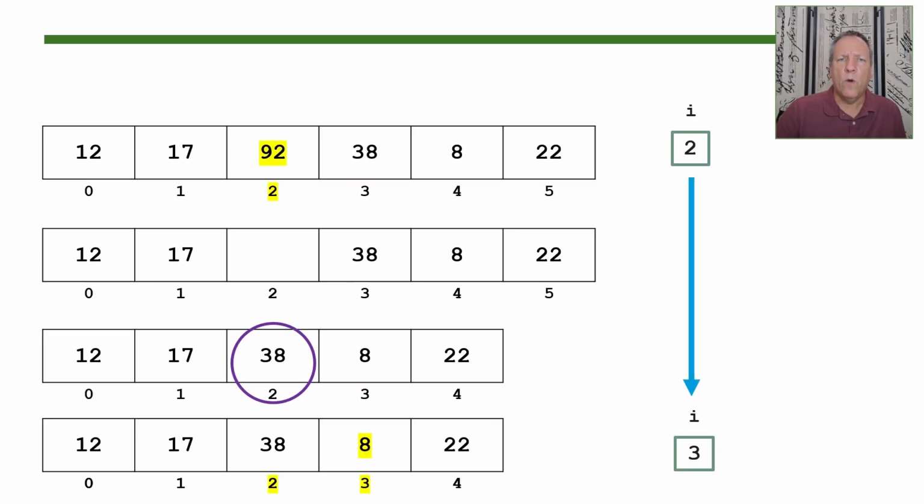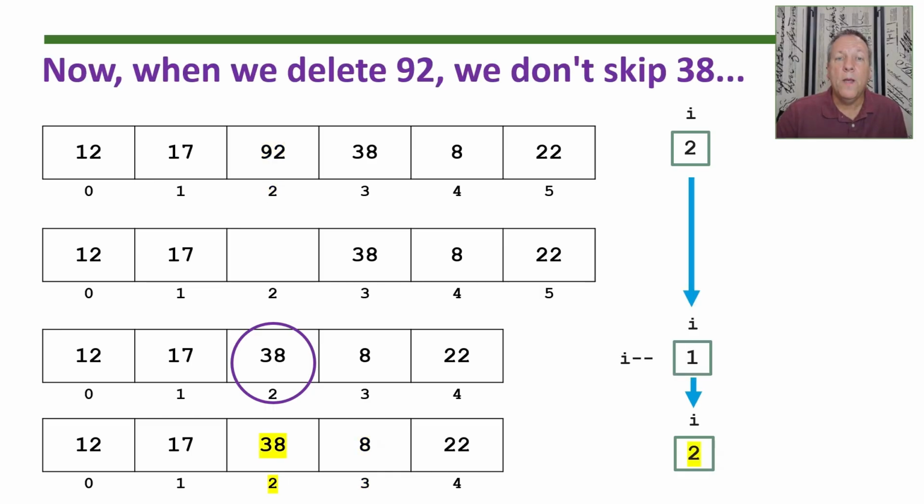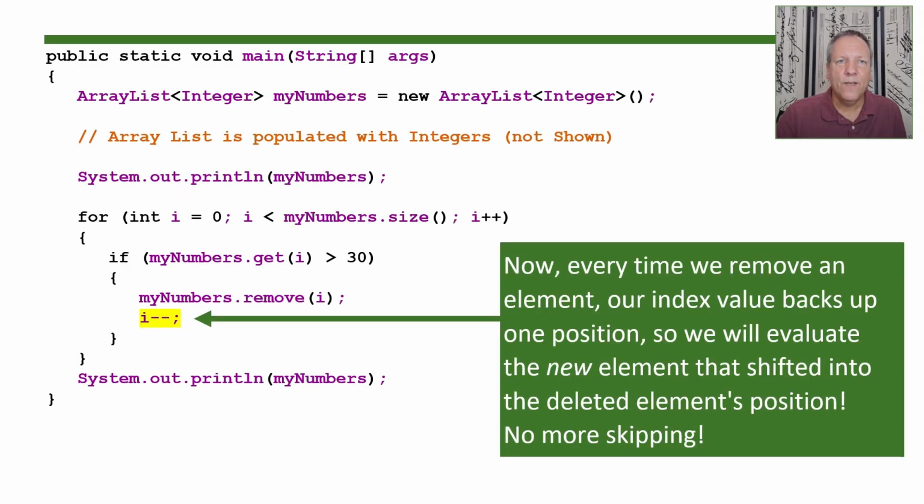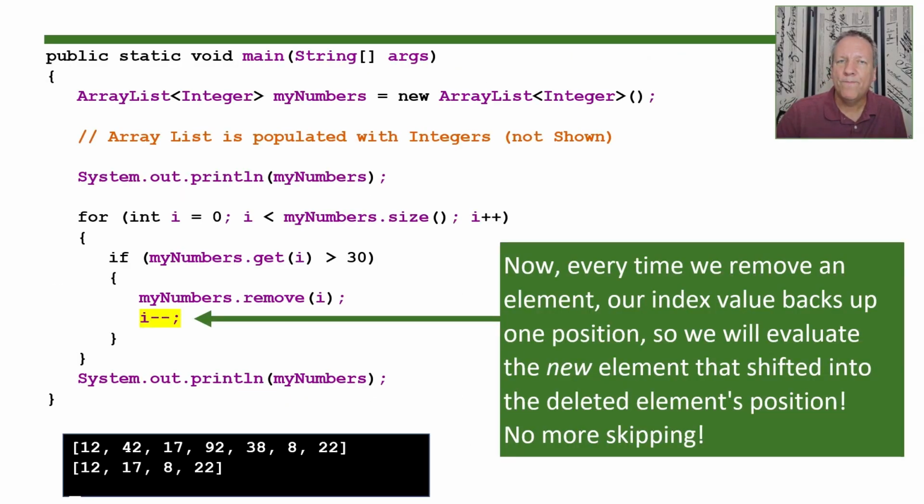So previously, when we did the recap here, when 38 was skipped over, it moved into index position number 2. And when i incremented to 3, the next element that was evaluated was an 8. But now, if we do the i minus minus as we remove an element, i was decremented back to 1. So when we go back up to the top of our iteration, i is now going to be incremented to 2, and the element that was shifted into 2, 38, gets evaluated. So now no elements get skipped. So now when I execute this code, we can see that all the elements that were greater than 30 have been removed, including 38.